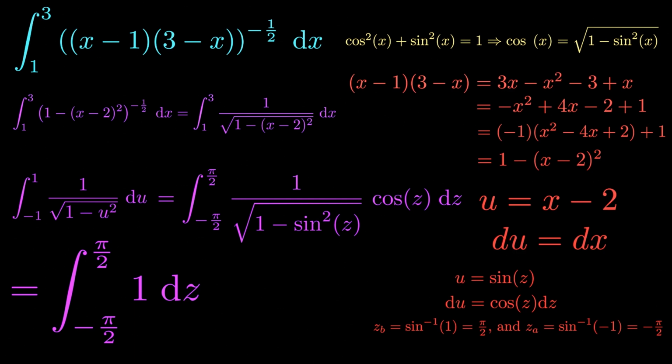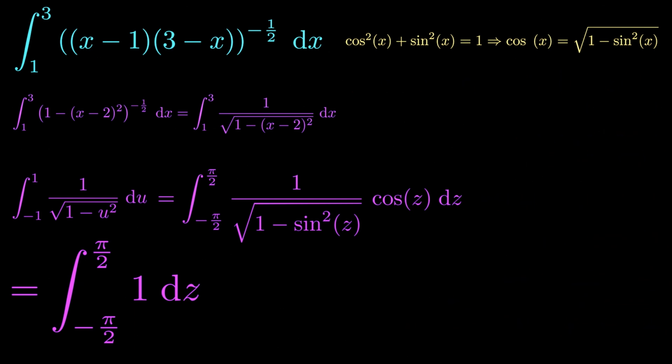And integrating this integral, we would have pi over 2 minus minus pi over 2, which is just equal to pi, which is the final answer to our problem.